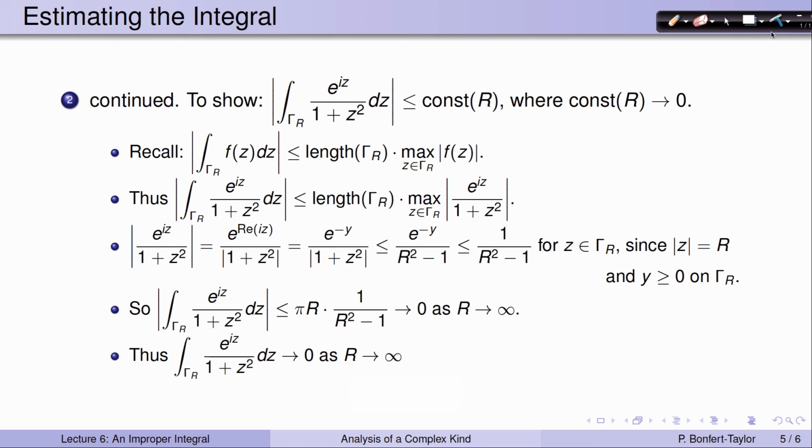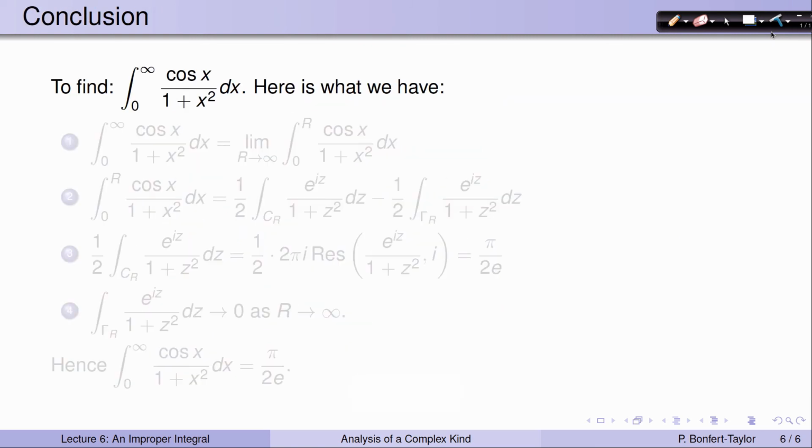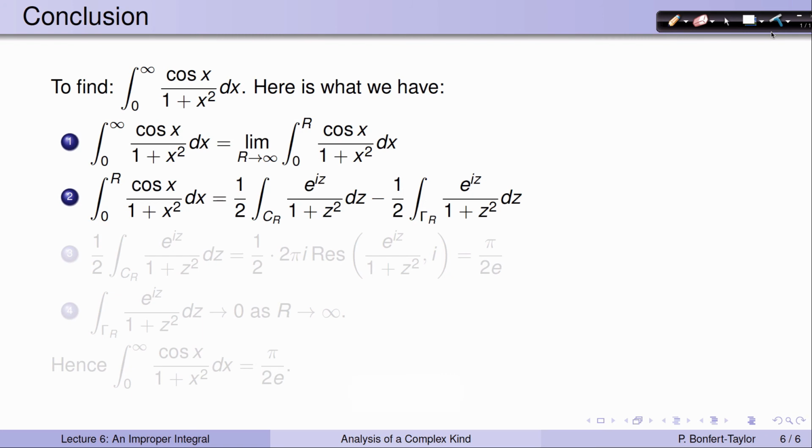Now it's time to put it all together. Remember, we wanted to find the integral from 0 to infinity of cosine x over 1 plus x squared. Here's what we have. We first realized that instead of taking the integral from 0 to infinity, we need to take the integral from 0 to r and then let r go to infinity. Next, we realized that instead of taking the integral from 0 to r of cosine x over 1 plus x squared dx, we can turn this into something complex, namely integrate over the function e to the iz over 1 plus z squared. We integrated over the whole curve CR, which consisted of the line segment from negative r to r and the semicircle gamma r.